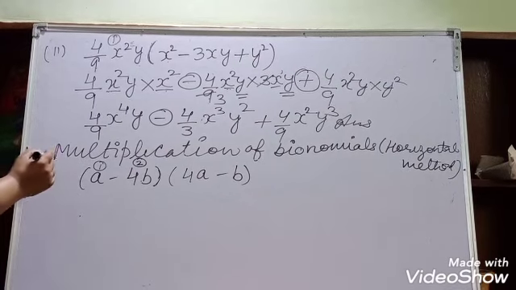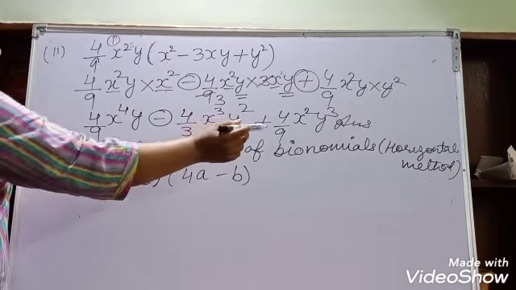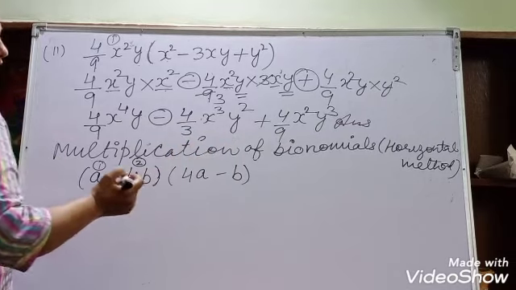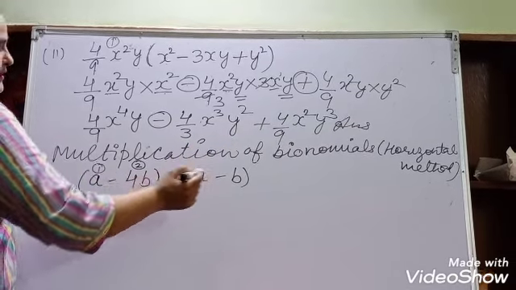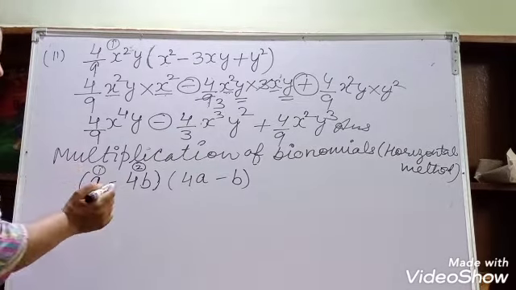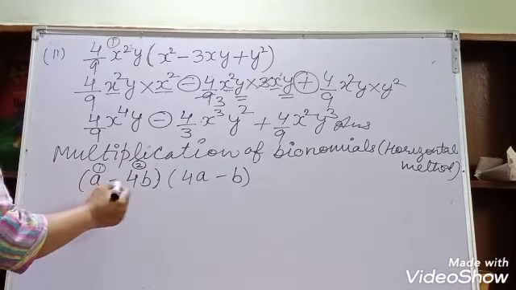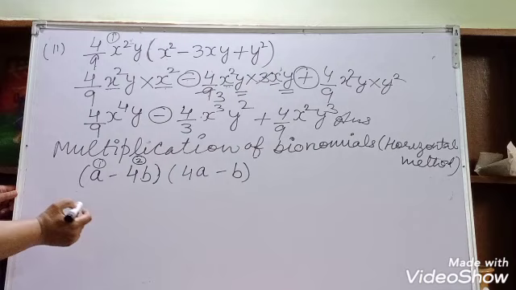Now class, multiplication of binomials. We are using again horizontal method. Horizontal method means solving the statement in one row. Now class, there are two brackets, a minus 4b into 4a minus b.